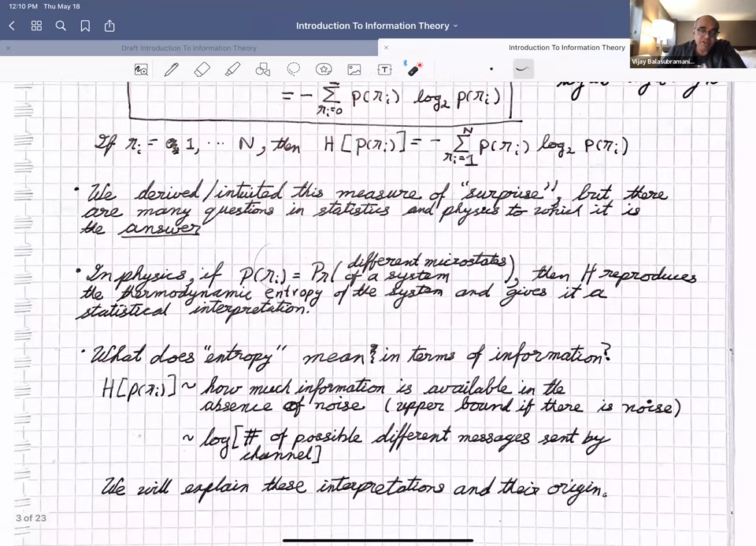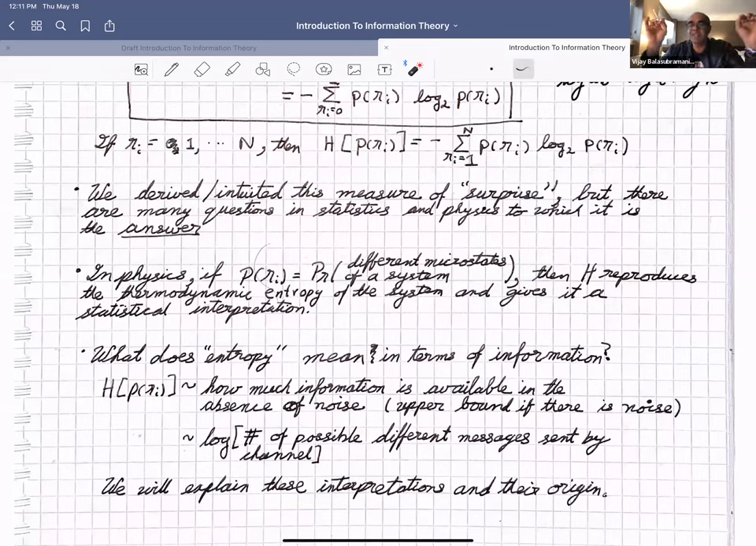So for us, our interest is in asking the question, what does entropy mean in terms of information? We are going to argue, by going through examples and by using a theorem called the asymptotic equipartition theorem, that the entropy of a probability distribution, roughly speaking, tells you how much information is available in the signal in the absence of noise. And equivalently, it is going to quantify for you the logarithm of the number of possible different messages sent through the channel. So this is the sense in which it quantifies information.